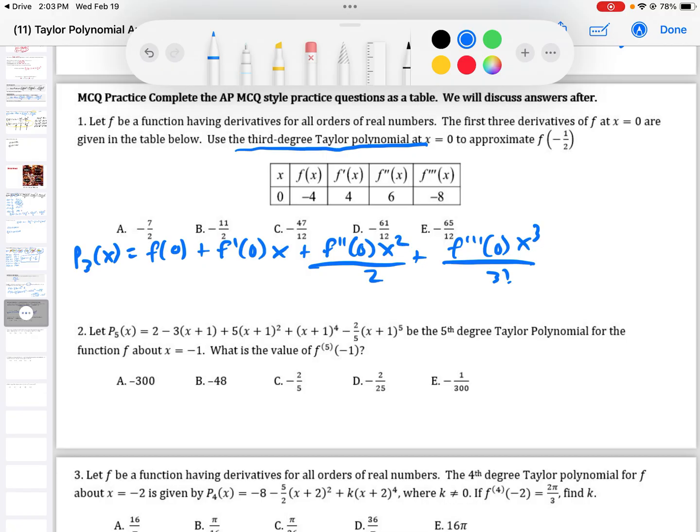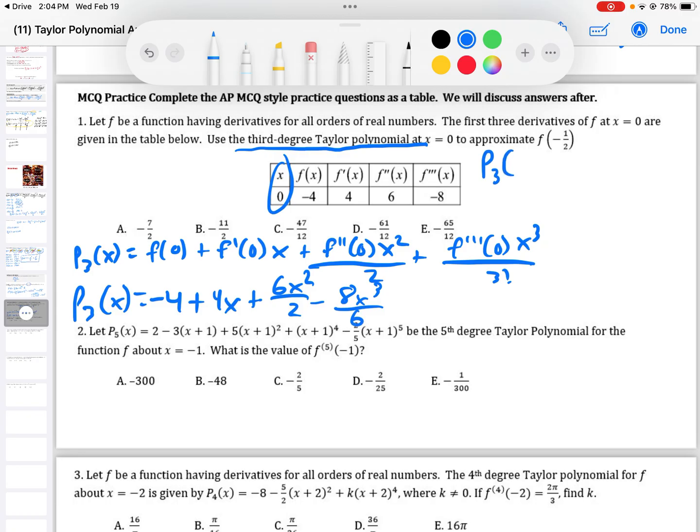But this is how I write it. All right, so it tells us all these numbers when x is 0. So the third degree Taylor polynomial, I'm plugging x in on the next step. I could do it right now, but I'm going to plug in f of 0, which is negative 4, and then plus 4x plus 6x squared over 2 minus 8x cubed over 3 factorial, which is 6.